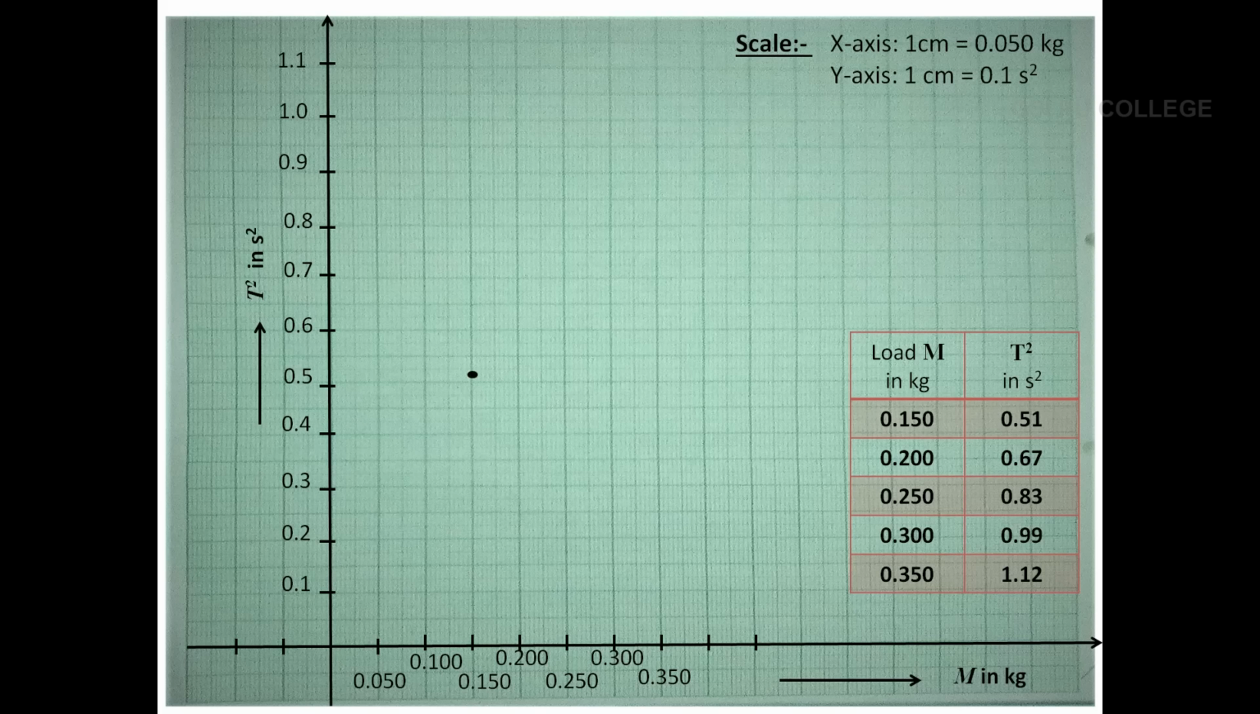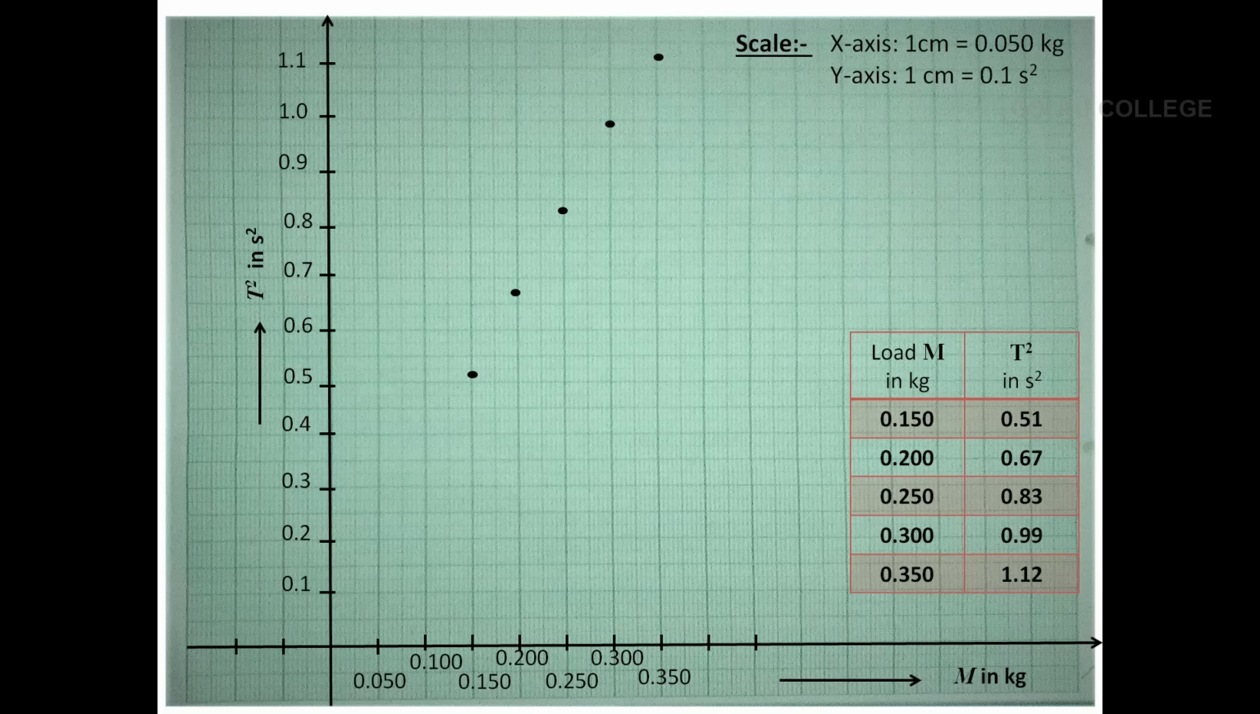For the load of 0.150, the t square is 0.51. Next, the second one is for 0.200, t square is 0.67. So we got the second point. Next, for 0.250, t square is 0.83. This is the third one. Next, for 0.300, t square is 0.99. This is the value. Next, for 0.350, 1.12. Well, so we have plotted all the points now.